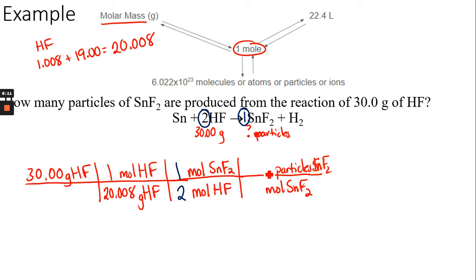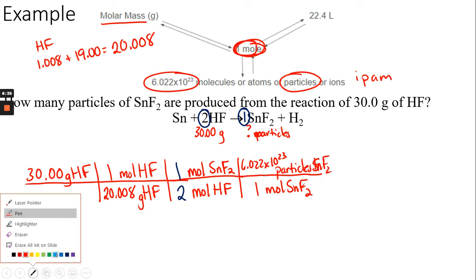SnF2. So now we're looking at our roadmap again. 1 mole, and then particles is down here with Avogadro's number. Remember IPAM: ions, particles, atoms, and molecules, we use Avogadro's number. So 1 would go with mole, and then Avogadro's number goes with particles. So then we're going to multiply and divide.